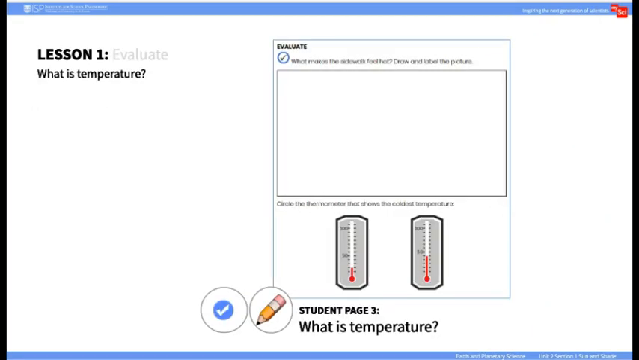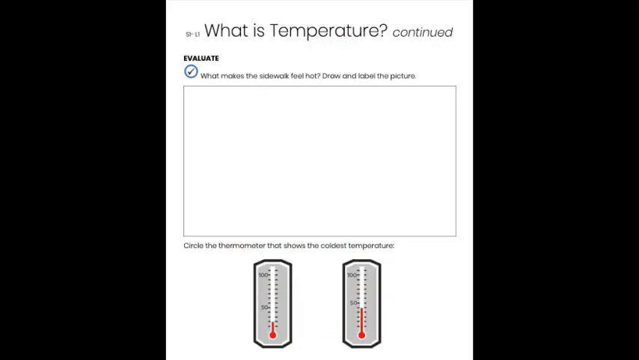In the Evaluate portion of this lesson, students will complete a formative assessment on this student journal page. They will draw and label a picture to answer the question, what makes the sidewalk feel hot? Look for students to draw a heat source that makes the sidewalk feel hot in order to demonstrate their understanding that sunlight warms Earth's surface.